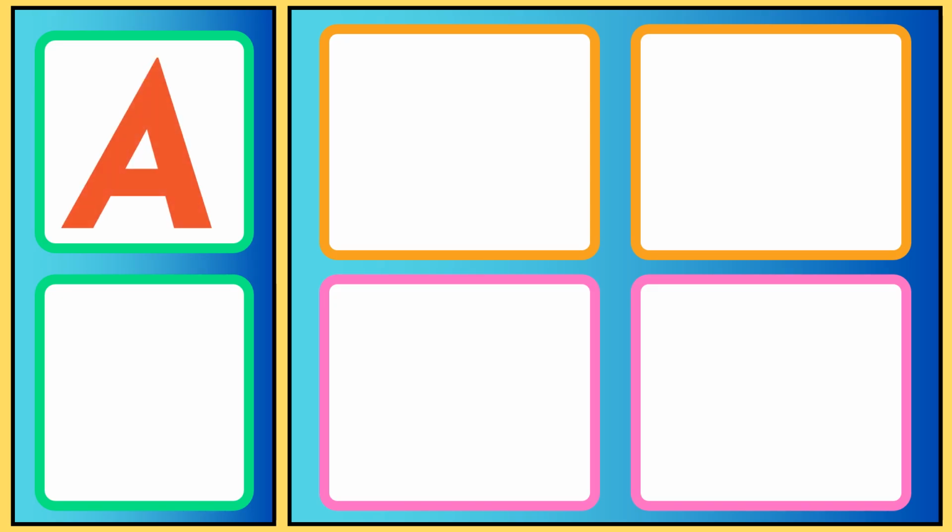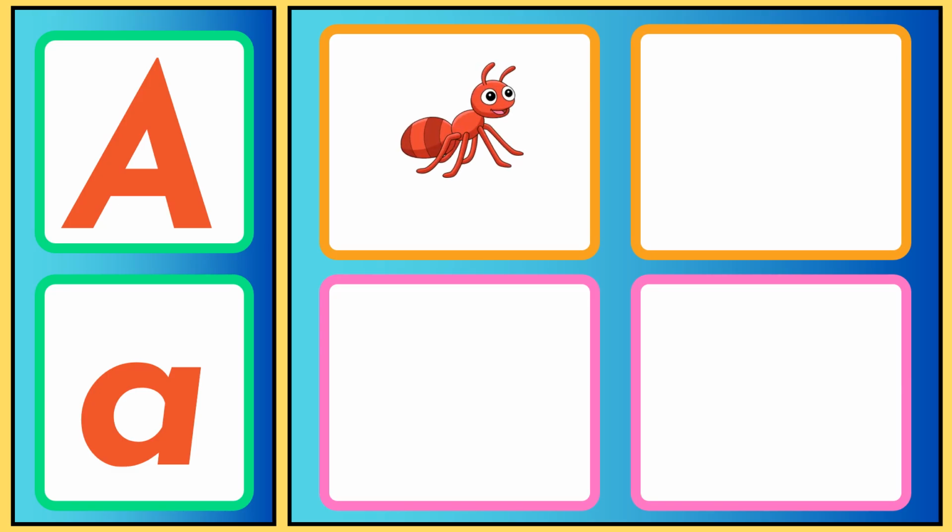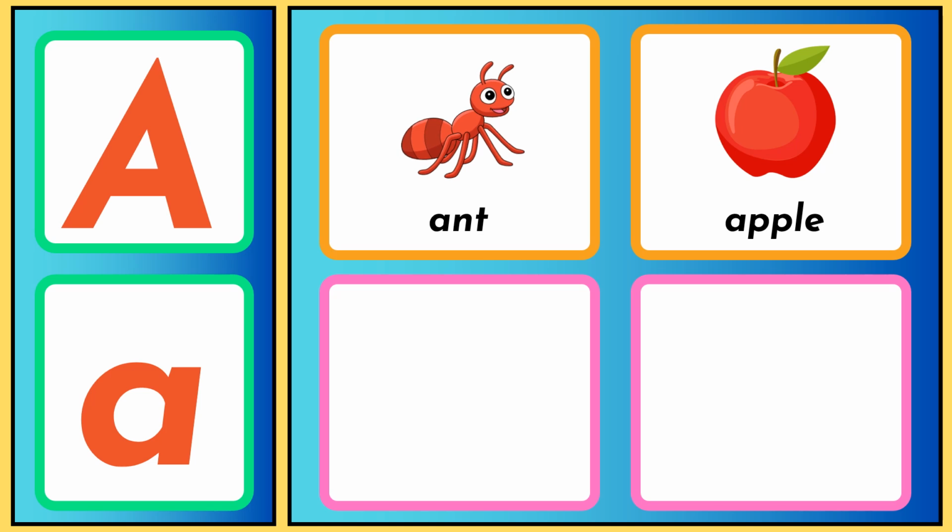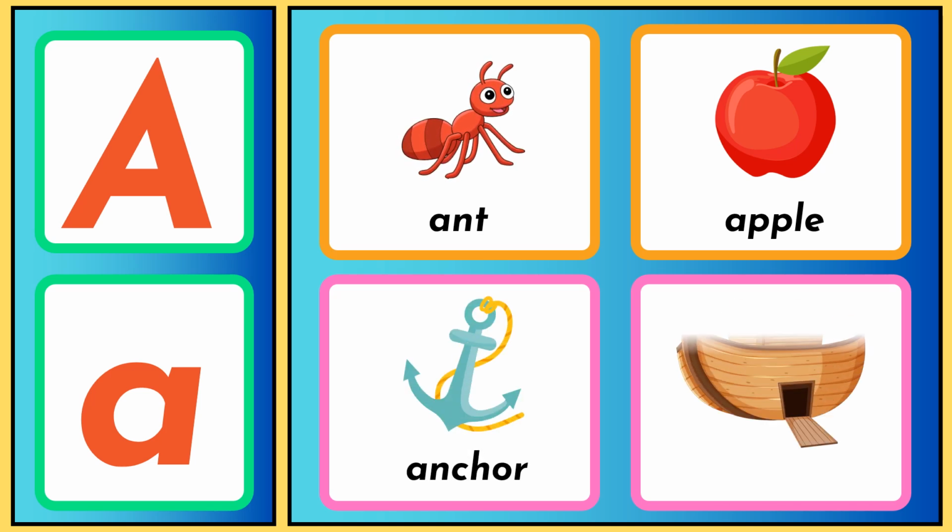This is capital letter A. Small letter A. A says A. A is for ant. A, apple. A, anchor. A, ark. A.